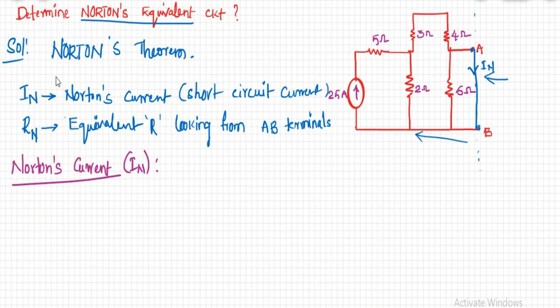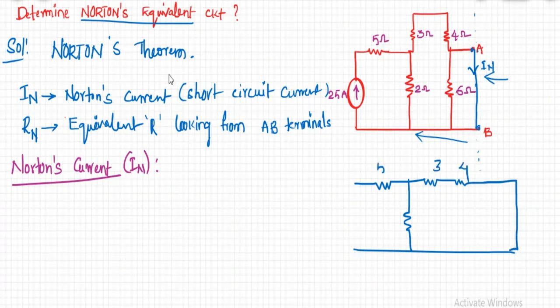So how can you do that? Let us redraw the circuit here. If you observe here, the 6 ohm resistor is being bypassed. Here I am redrawing the circuit. This is 5 ohms, and here we have a current source of 25 amperes, and here we have a 2 ohm resistor.